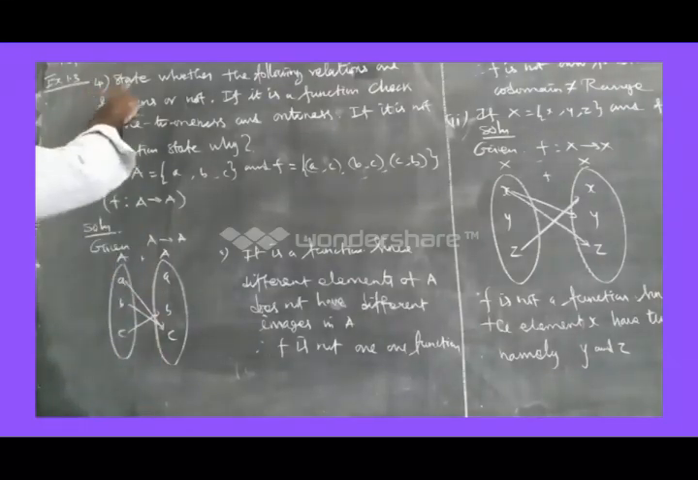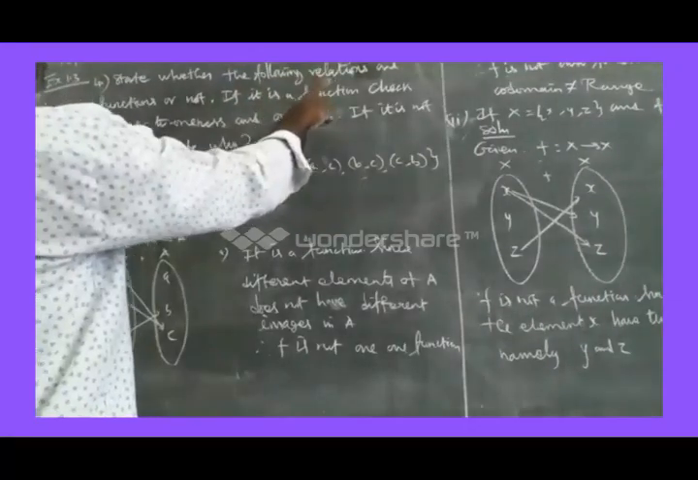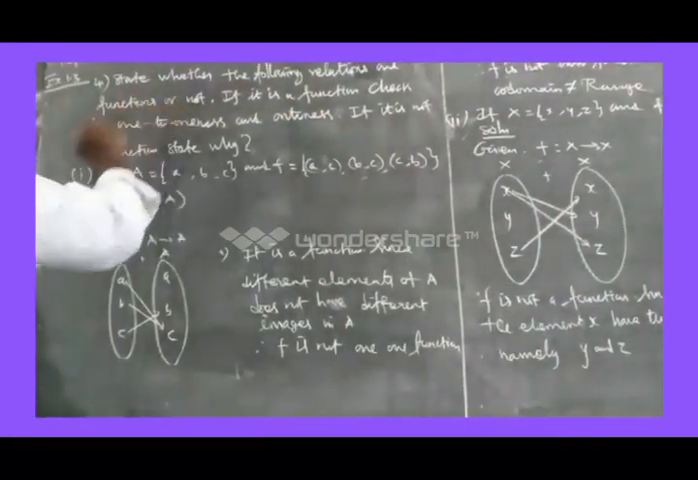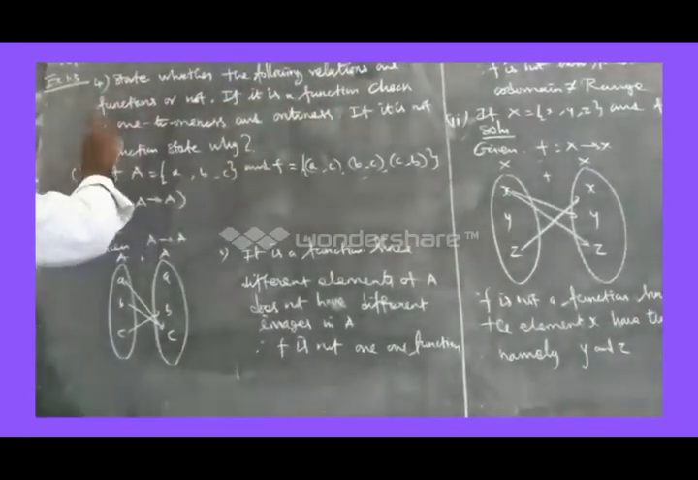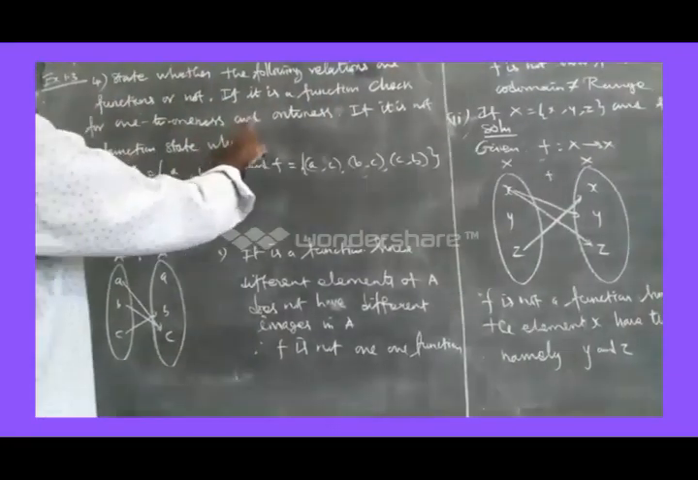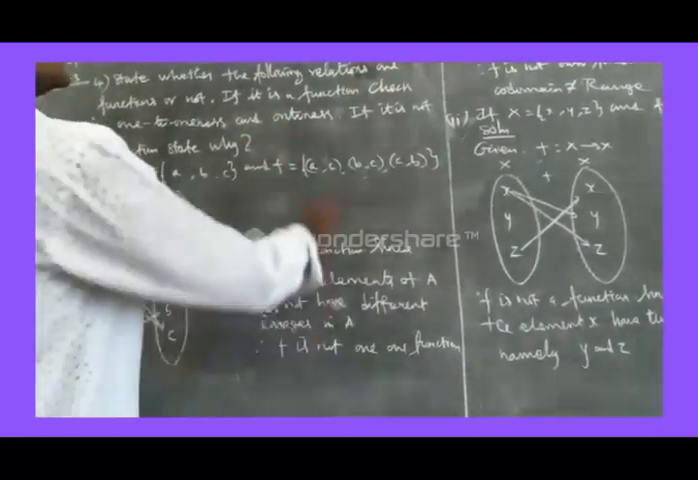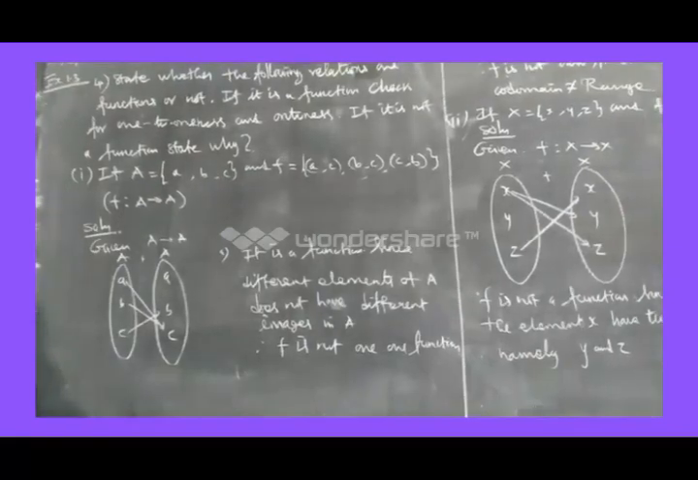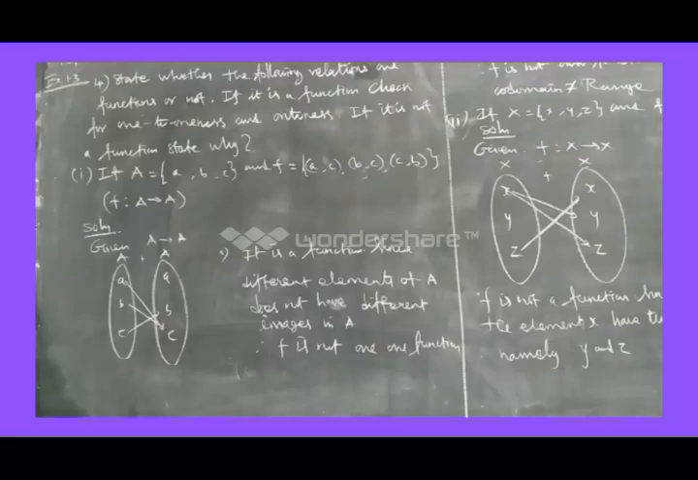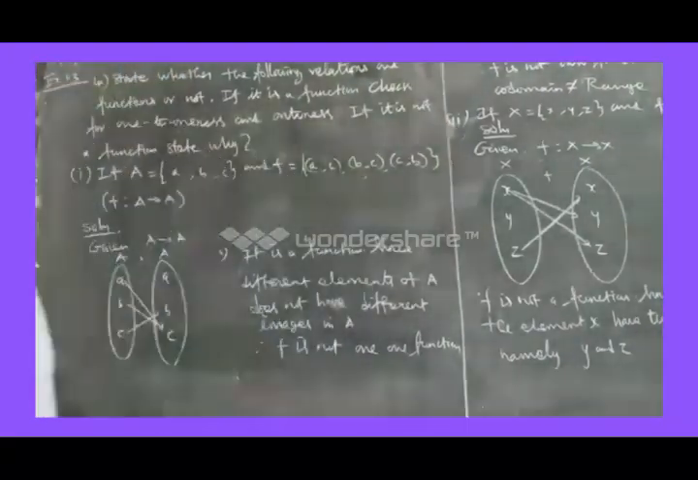Fourth sum: state whether the following relations are functions or not. If it is a function, check for one-to-oneness and onto-ness. If it is not a function, state why. So the fourth question, state whether the following relations are functions or not. We take the first one and the second one.